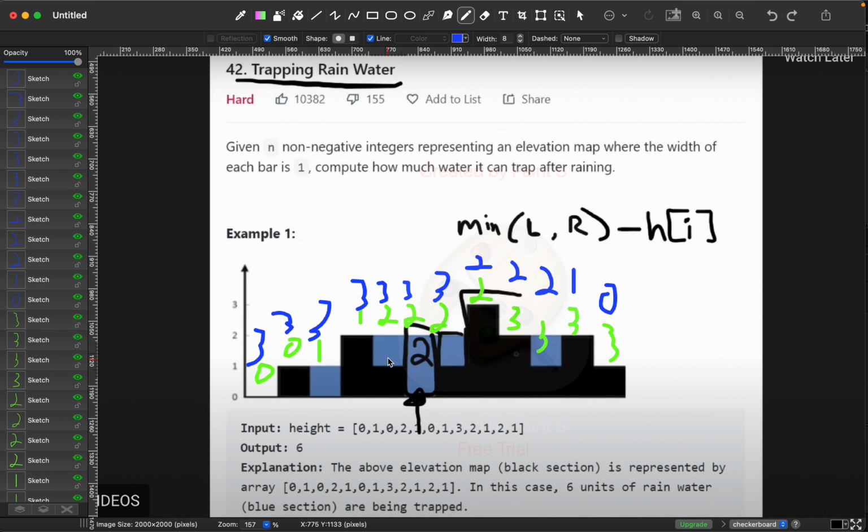So I come to here. The minimum of these two is 1. 1 minus 1. 1 minus 1, isn't that 0? Man, what the hell is going on, bro? Three minus 1, 2. But here's 1. Man. Fundamentally wrong.